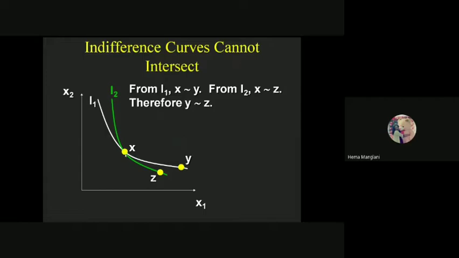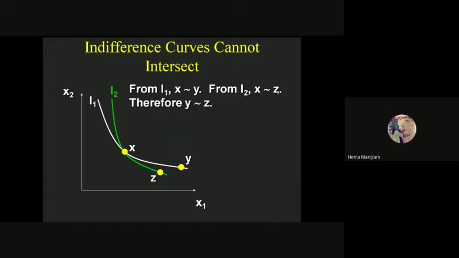Now we know that this I1 indifference curve shows two bundles, one is X and the other is Y. The green curve is also showing this X and also this Z. Fine. So we all know the relationship on the same indifference curve. We have X is indifferent to Y, and similarly on I2 also X is indifferent to Z, because on the same indifference curve we are following indifferent relationships. So X is indifferent to Y.